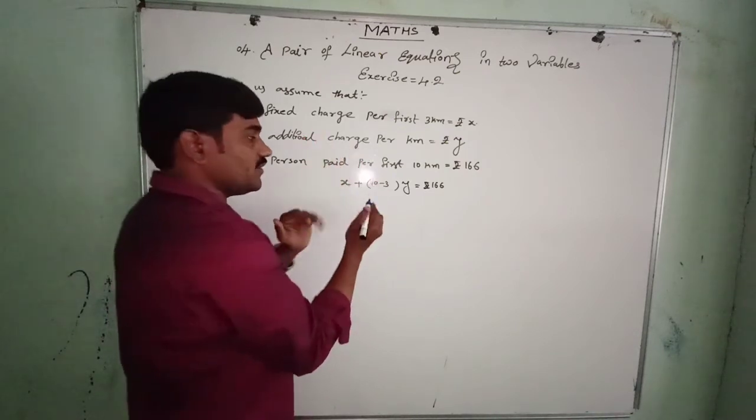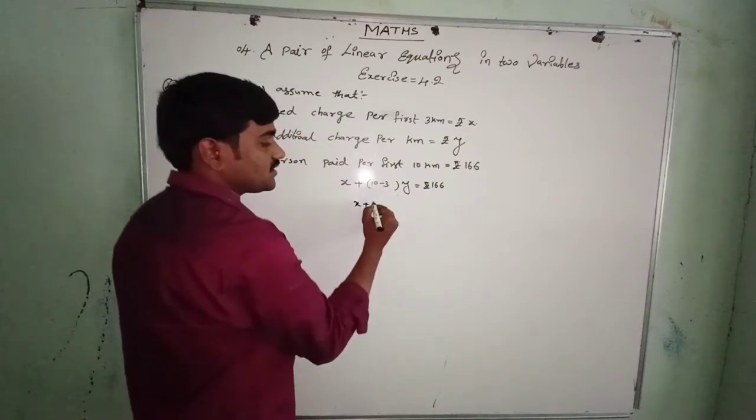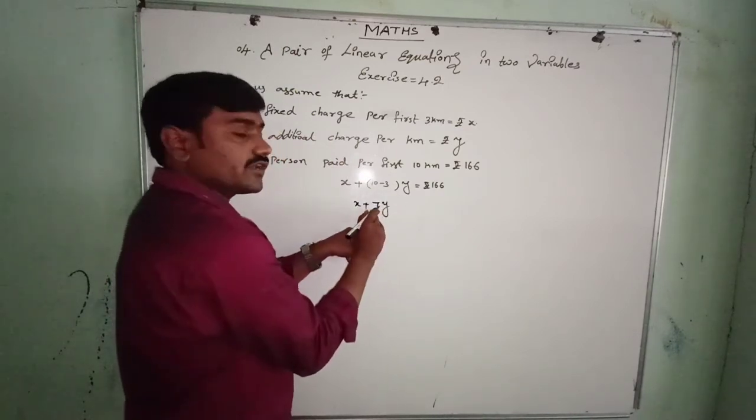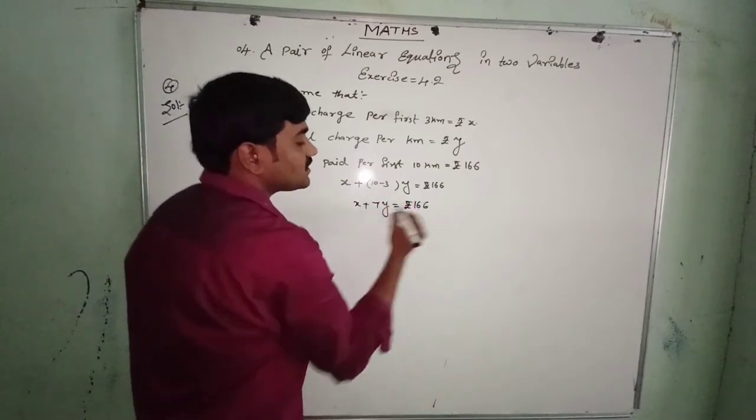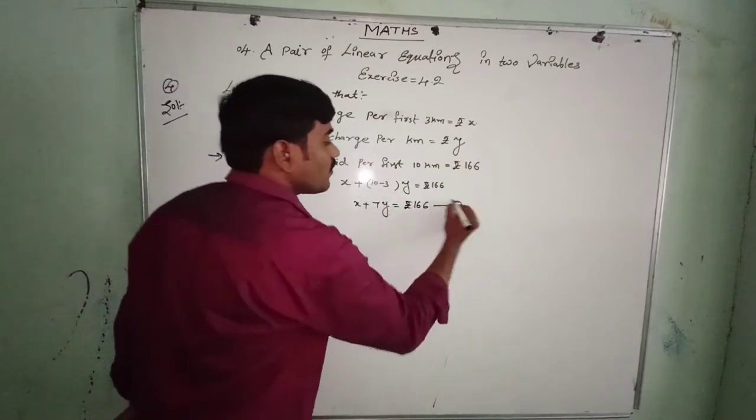For the next 7 kilometers, x plus 10 minus 3 is 7 kilometers. For the next 7 kilometers, he paid y rupees. That equals rupees 166. This is equation number 1.